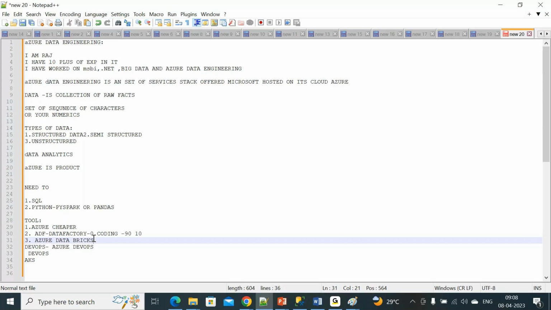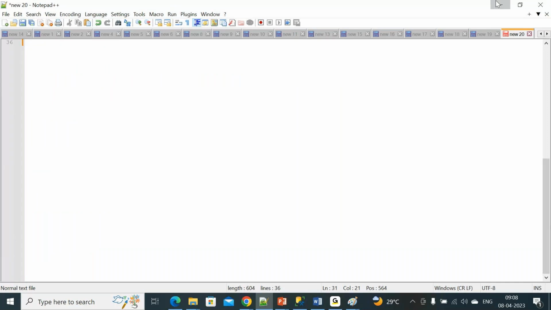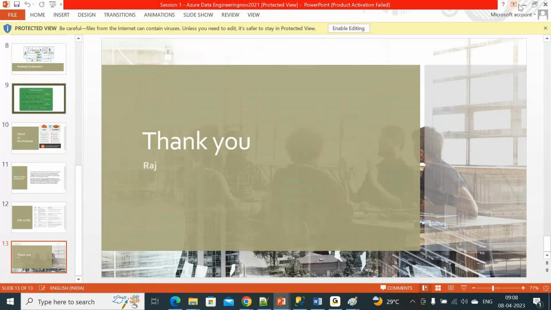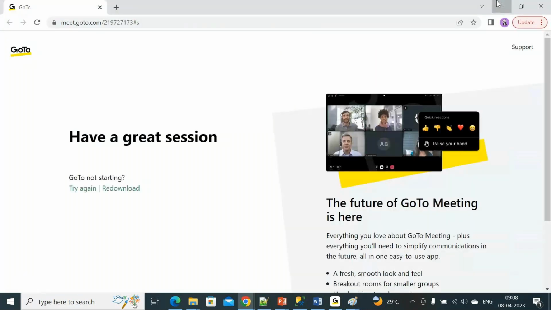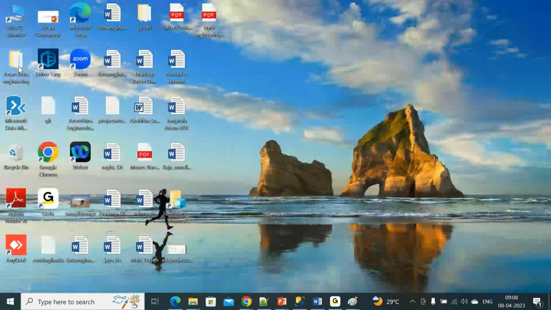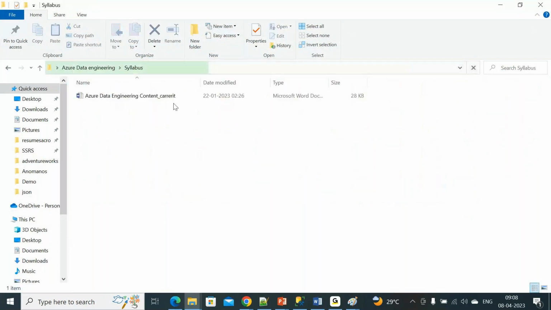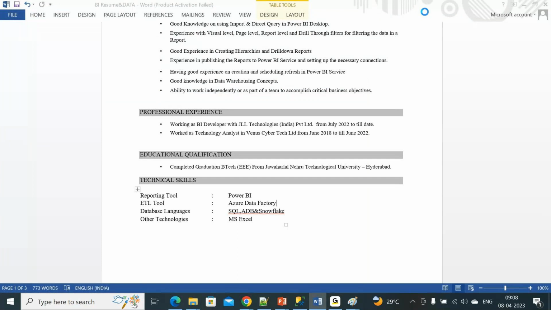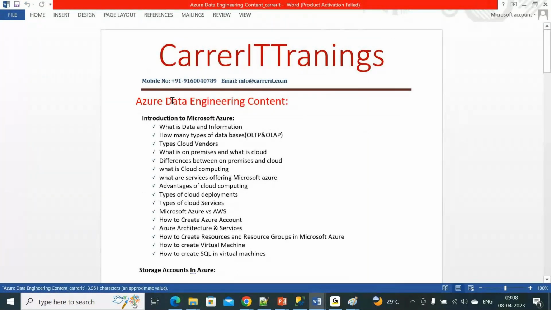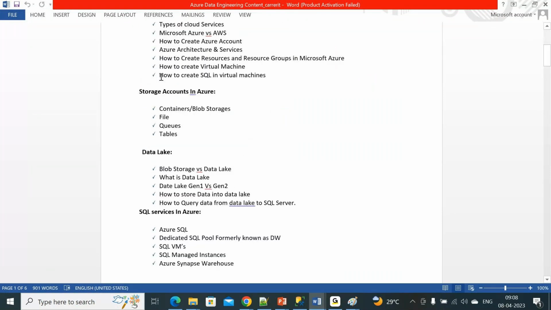So what are we going to learn now? Let's go to our course content. We learned today about data engineering. Tomorrow, as I said, introduction to Azure. Next, we go for storage accounts, storage for your data. We discuss the different types of storage given by Microsoft.